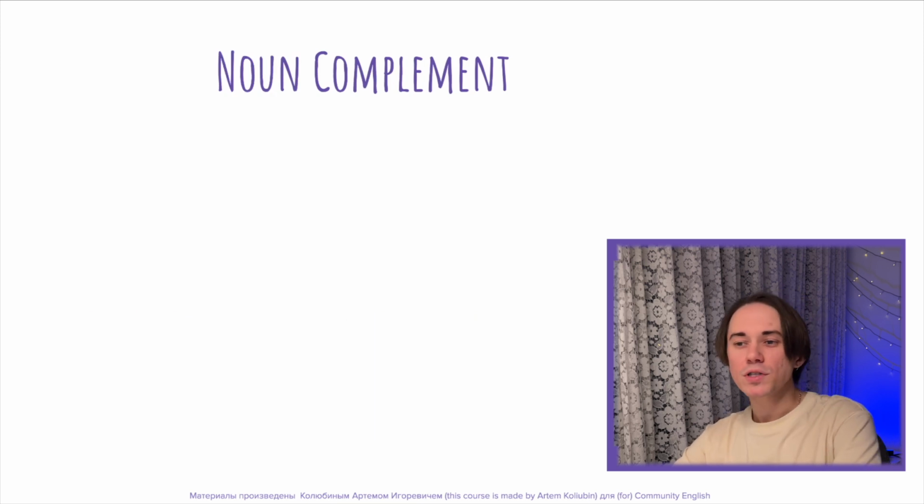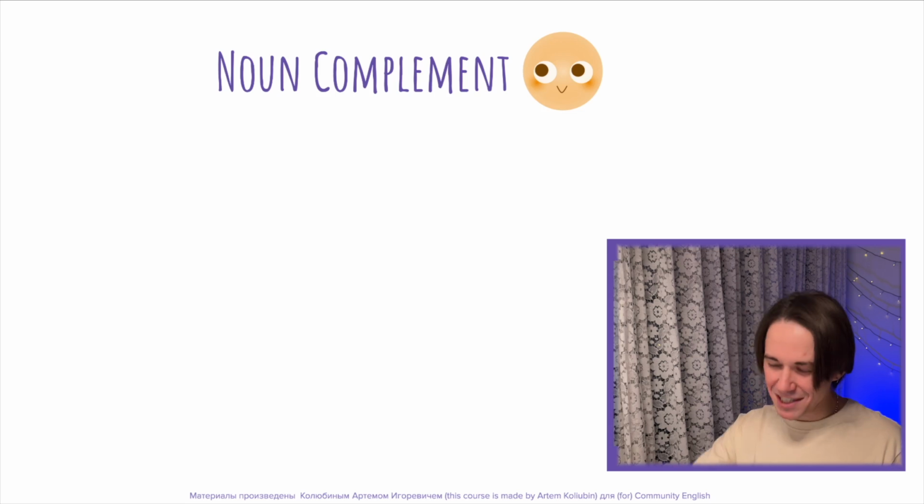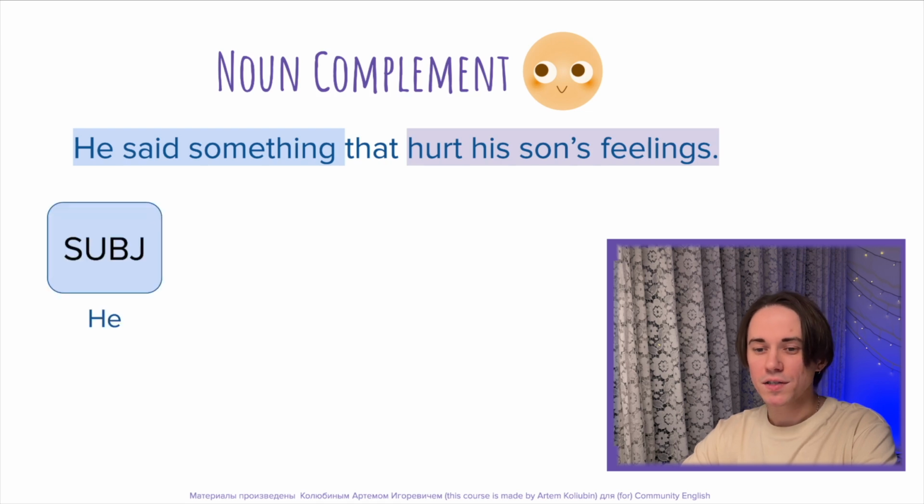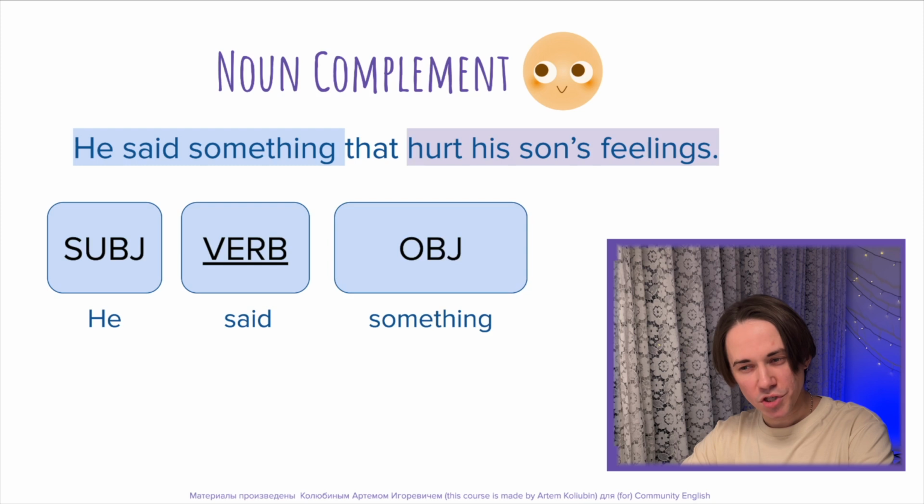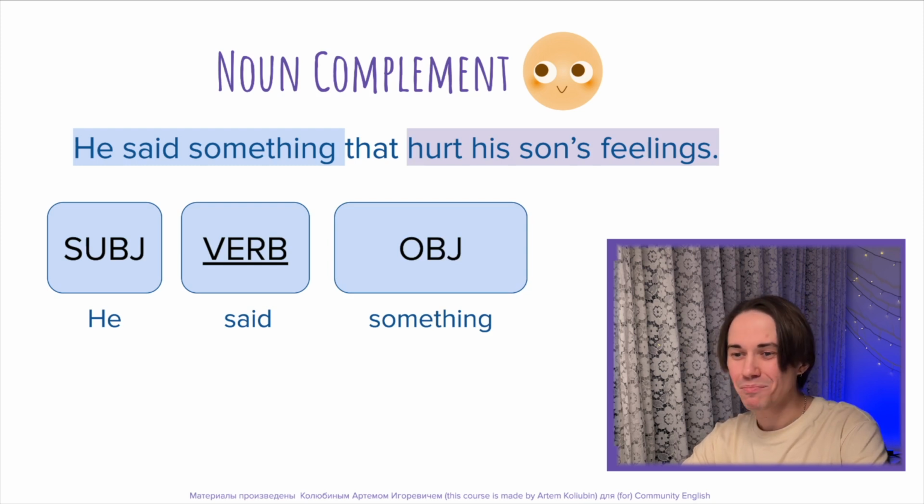Aside from that, we also have the noun complement. Then you think it's a complement again, but not really. It's again the structure with that. But now you do that with the noun, with the object directly. So he said something, it's the object. He, it's the subject, said, it's the verb. Something is the object again. So we connect the something with the next sentence by that. He said something that hurt his son's feelings.